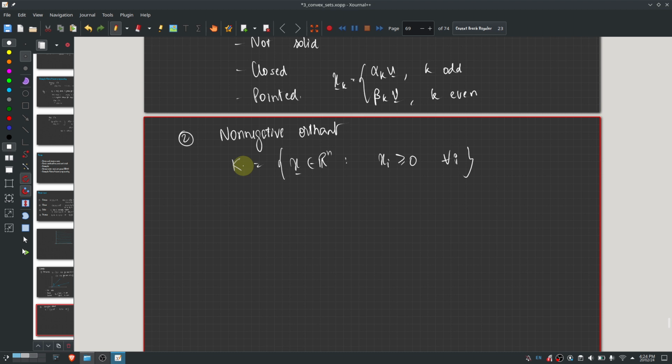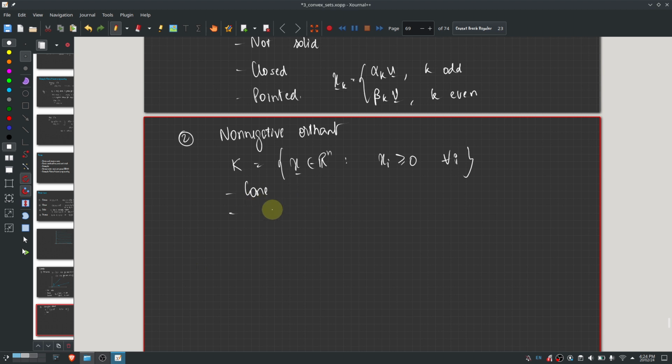Yes. Because if you take any vector with all entries being non-negative and multiply it with a non-negative number, the entries will still remain non-negative. So it still lies in K. So obviously this is a cone. Is it convex? It is convex. In fact, it's closed under all possible conic combinations.